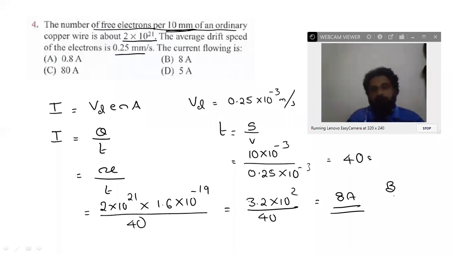Is that okay? Understood the solution? Any doubt in this, children? Anyone?